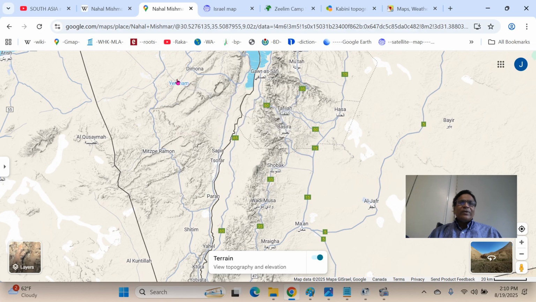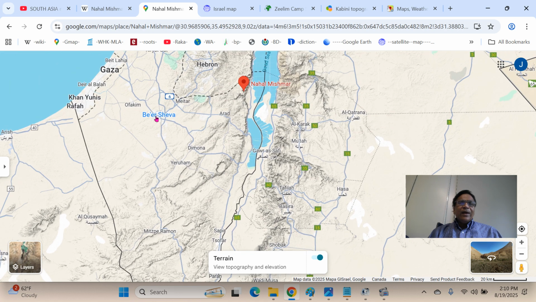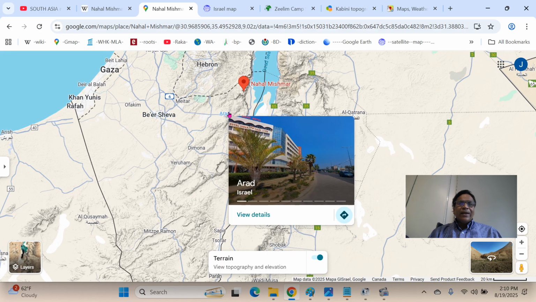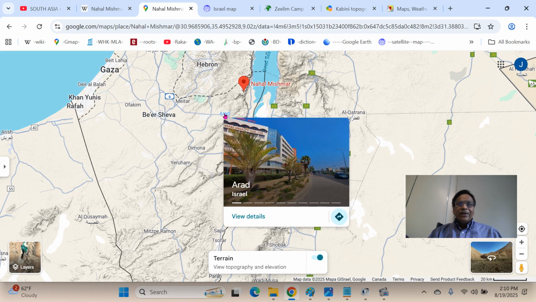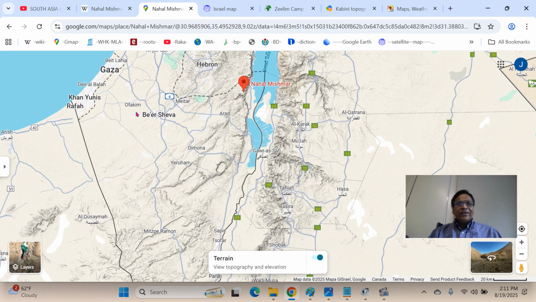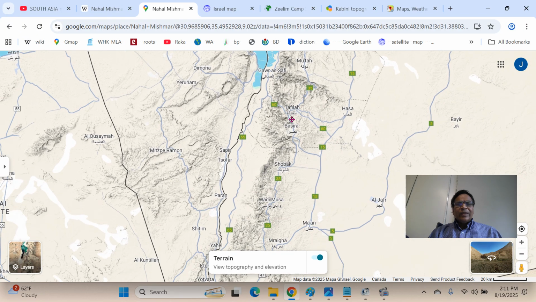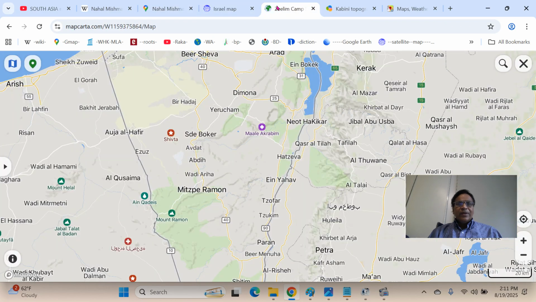Sde Boker will be somewhere here, Dimona, and further upstream we can see Beersheba, the headquarters of the southern district of Israel, and Arad. The Beersheba Nahal Wadi is there, and Arad is on the outside, near the overlook on the eastern side of that basin. So Mizpe Ramon is a small urban settlement overlooking the Ramon crater. This is the Ramon crater, Mount Ramon. Near Sepir town will be there. The small crater, middle-sized crater.